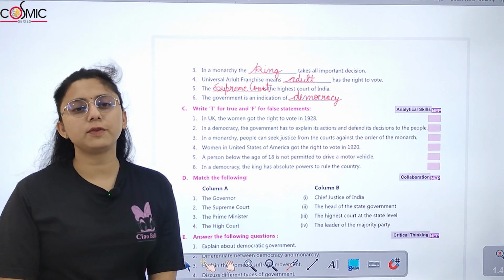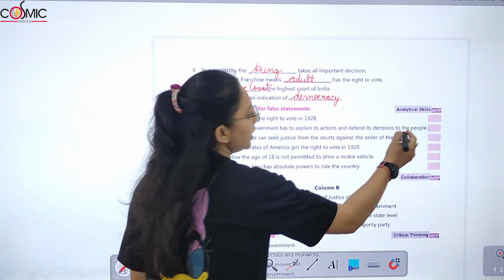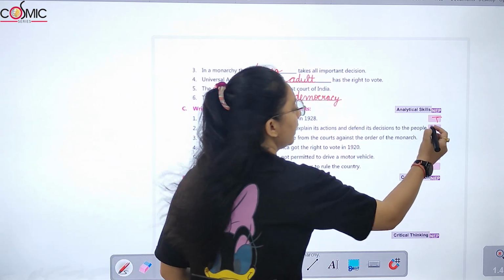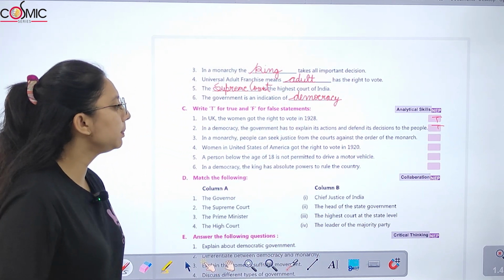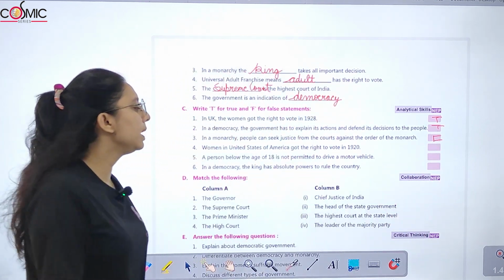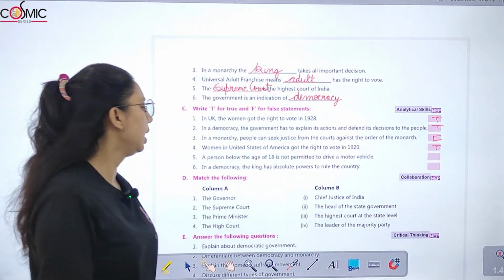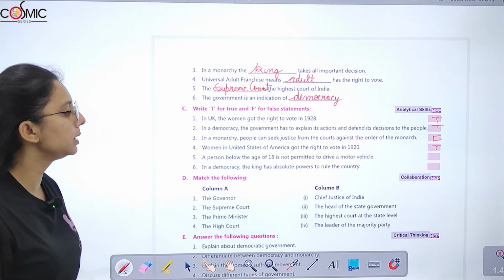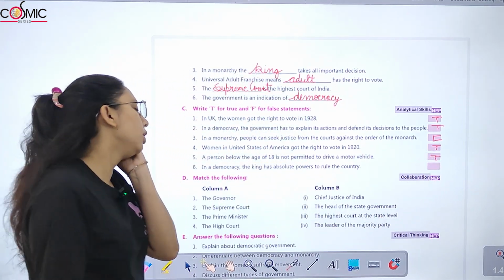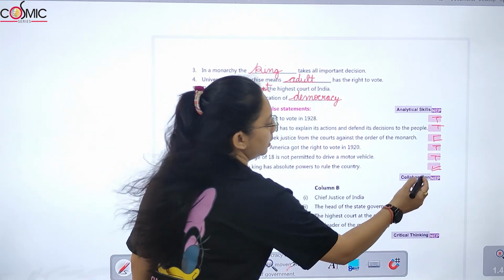Now write T for true and F for false statements. In UK, women got the right to vote in 1920. It's true. In a democracy, government has to explain its action and defend its decision. It's true. In monarchy, people can seek justice from the court against the order of the monarch. False. Women in the United States of America got the right to vote in 1920. It's true, they got it in 1920. A person who is 18 is not permitted to drive a motor vehicle. In democracy, the king has absolute power to rule the country. False. That happens in a monarchy.